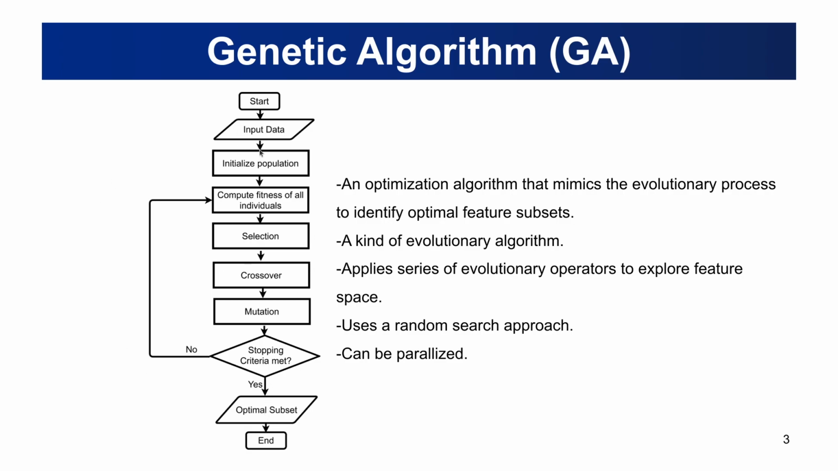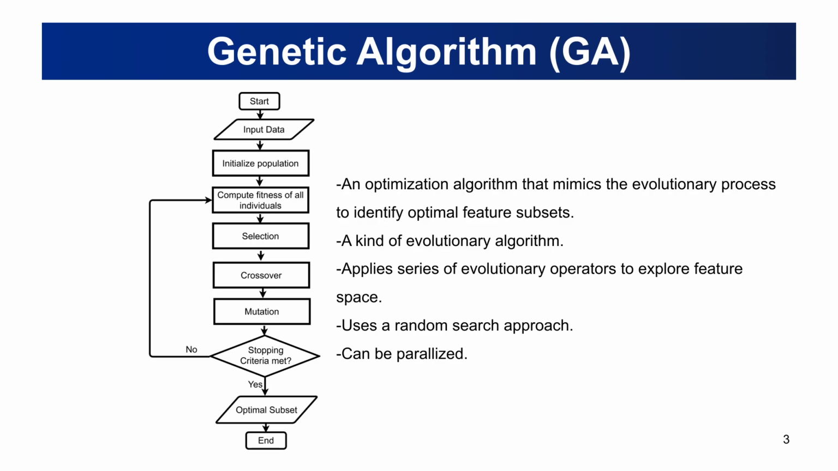We input our data, initialize the population, compute fitness, and then we go through selection, crossover, and mutation. We go through this a couple of times until a stopping criteria is met. Then we select the best subset so far, and use that for our model preparation. That's just about the genetic algorithm, but you can check the links in the description box to learn more about genetic algorithms as a whole. All right, so let's proceed.